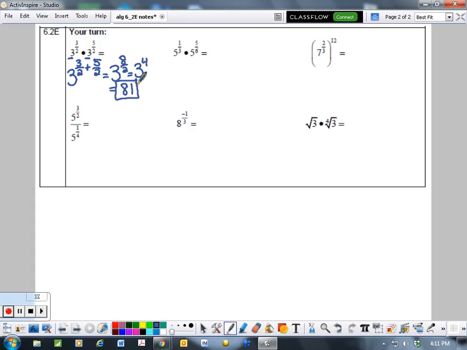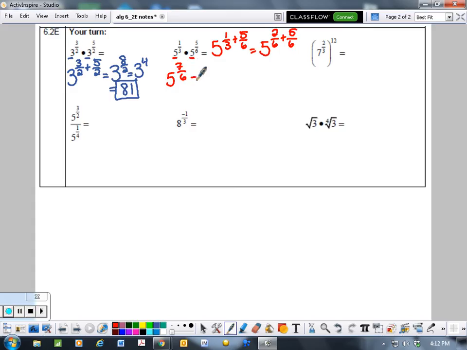Okay, so let's look at another one. 5 to the 1/3 times 5 to the 5/6. Again, same base, so we add those exponents. Problem is they don't have the same denominator. So we're going to have to rewrite that, and so this is really going to be 2/6 plus 5/6. So this really becomes 5 to the 7/6 power.